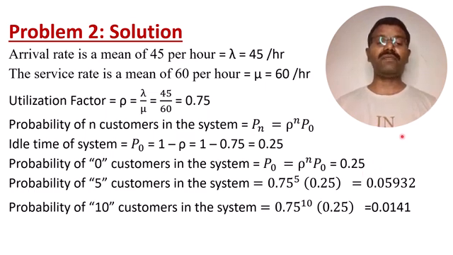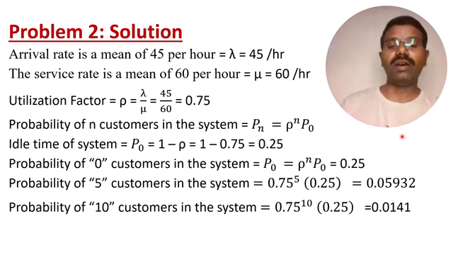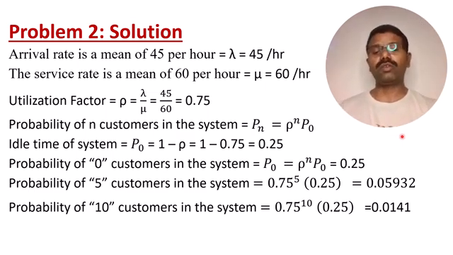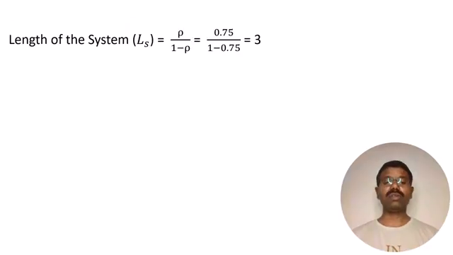And the probability of 5 customers in the system is rho power n, rho is 0.75, power n is 5, into 0.25. That will be equal to 0.05. And the probability of 10 customers in the system is 0.75 power 10 into 0.25. So you got the answer here. That is how we need to directly substitute the values.